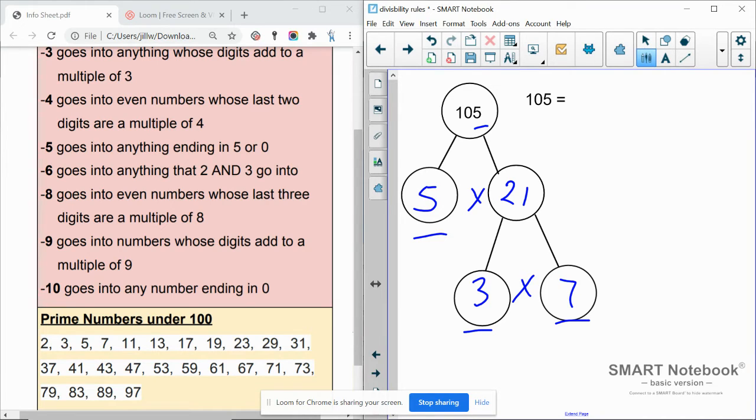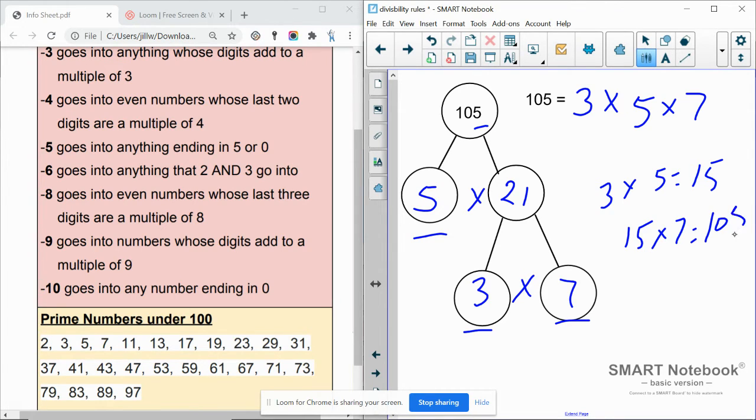So when I write my prime factorization for 105, I like to go in number order from least to greatest. So my smallest prime number that worked here was 3 times 5 times 7. And if you're ever wondering if you did it right, all you have to do is multiply those 3 numbers together. 3 times 5 equals 15, and then 15 times 7 actually does equal 105. You can check on a calculator if you don't believe me. But this right here is the prime factorization.